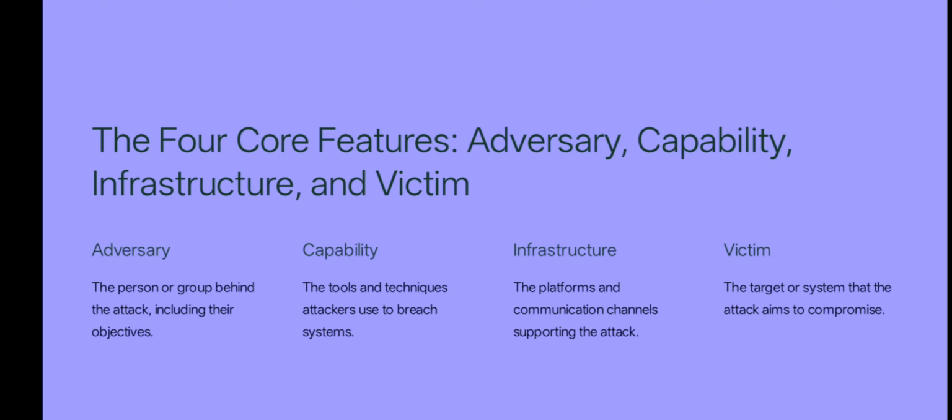9. Conclusion. The 4 core features, adversary, capability, infrastructure, and victim, are the foundational pillars of the Diamond model of intrusion analysis. Together, they provide a holistic, multidimensional view of cyber threats. Each element, while distinct, is intricately connected, enabling powerful analytical pivoting that enhances incident detection, attribution, and response. Understanding these features equips security professionals to not only react to threats but to anticipate and disrupt them proactively.